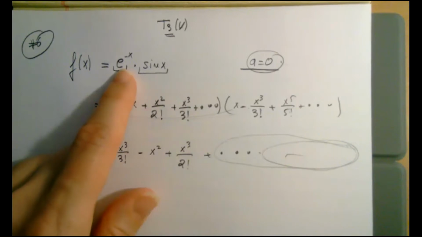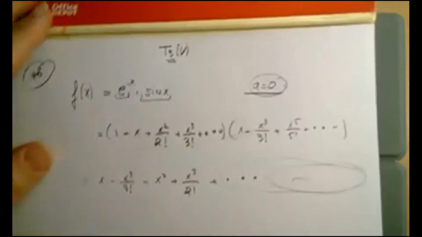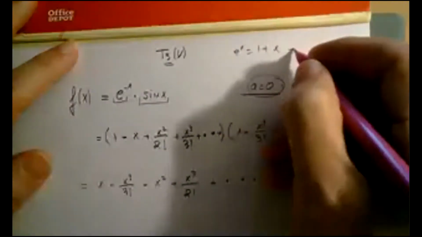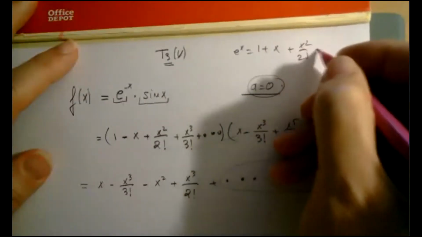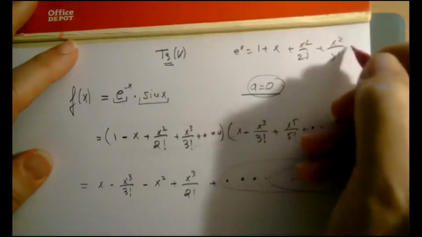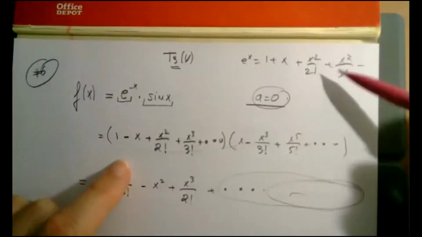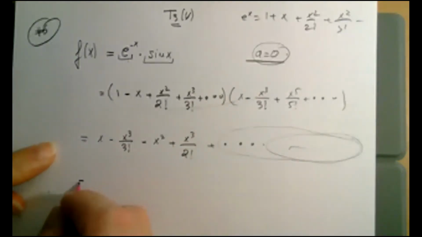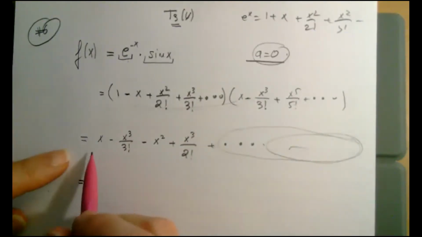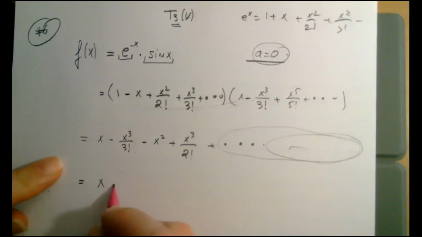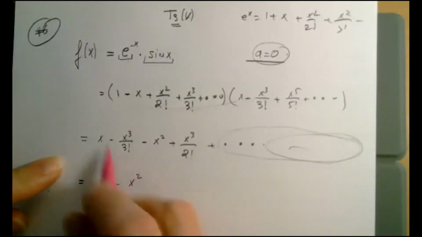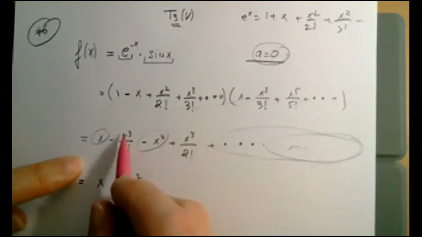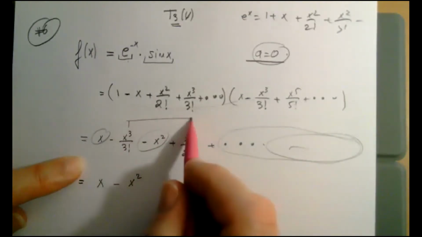No, it's e to the minus x. So e to the x is 1 plus x plus x squared over 2 factorial, and so on. If I substitute minus x, okay, that's what I get. So now I just want to combine the terms that make sense. I will have x minus x squared, because I want the third degree. For x cubed, basically, I have to combine those two terms.